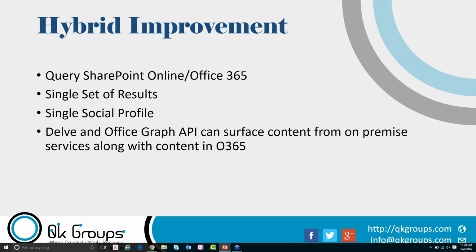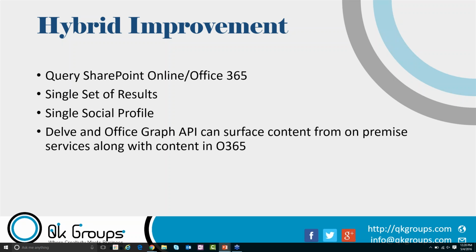The search server can now query SharePoint Online in Office 365 and provide a single ranked result set with integrated relevancy. So you don't have to deal with separate verticals anymore. You get a single set of results from two different platforms, so you don't have to combine those results. There's consolidation of social features to ensure that what's followed on-premise and online content appears in a single social profile.